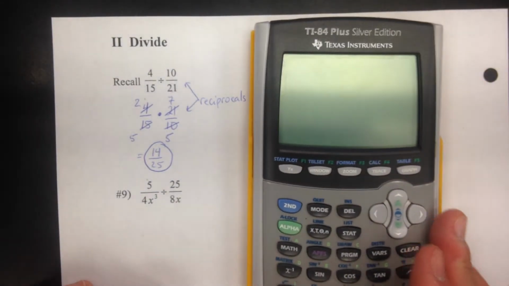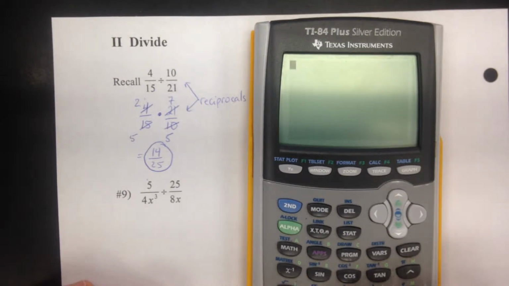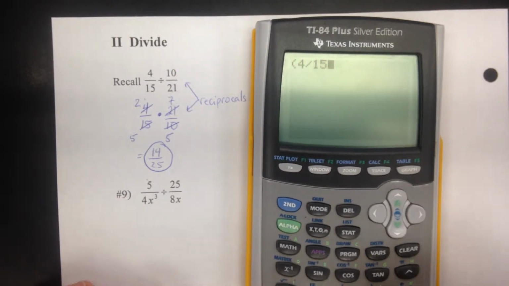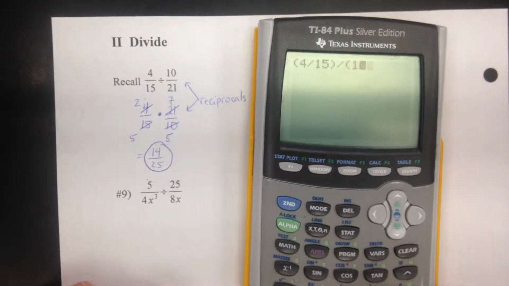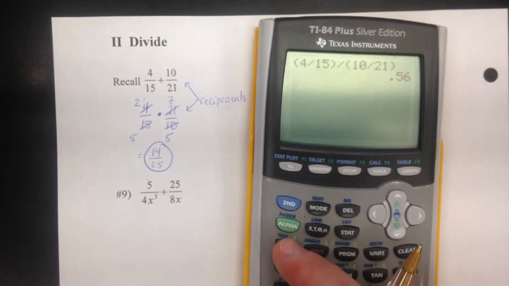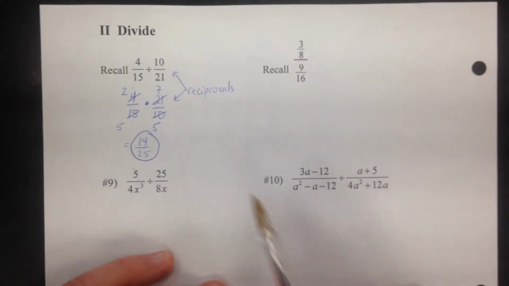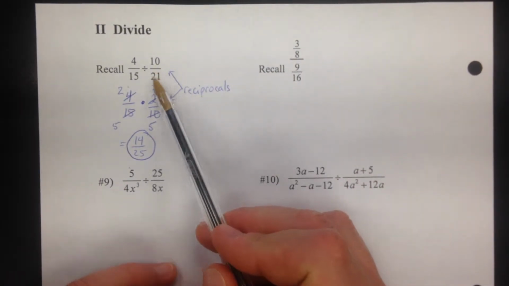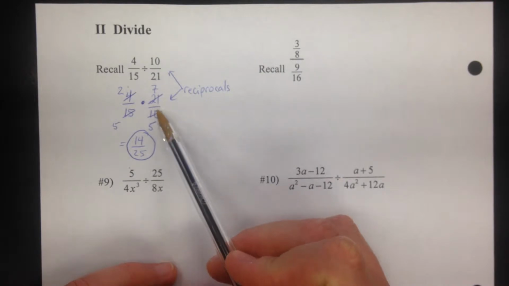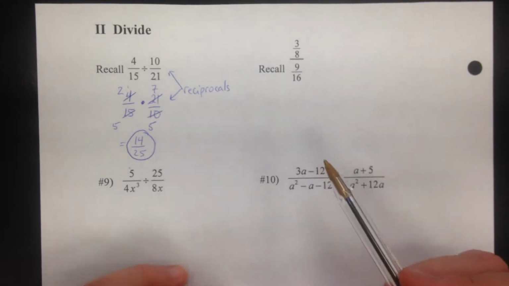Let's just see if this works out. I'm going to take the calculator, and I'm going to take 4/15, in parentheses, I type that fraction, divided by 10/21, in parentheses. So this is the original problem, and I'm expecting to get 14 over 25. Okay, I get a decimal. Let me change it to a fraction. Math, enter, enter, 14 over 25. Okay, so the process works. When you divide by a fraction, you change it to multiplication by taking the reciprocal of the fraction.